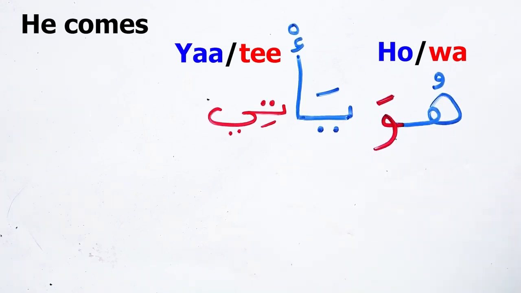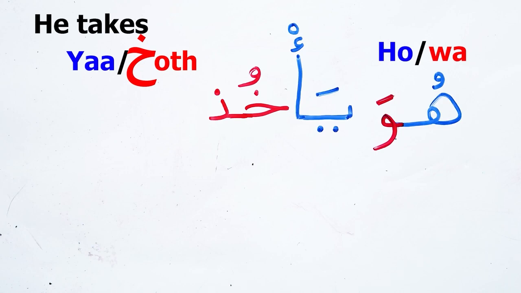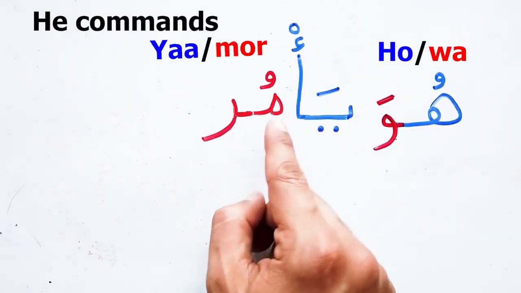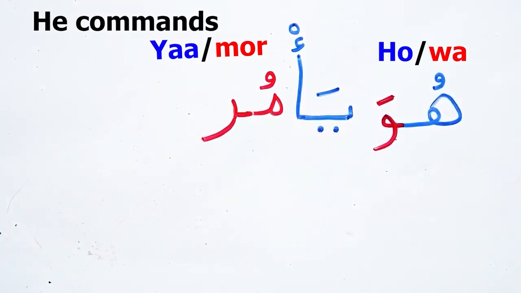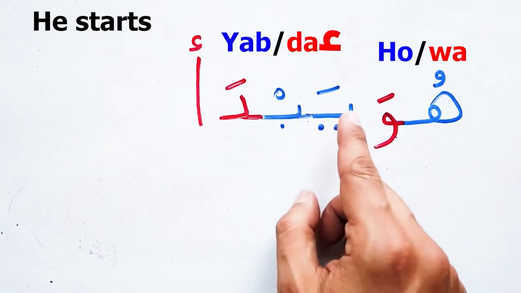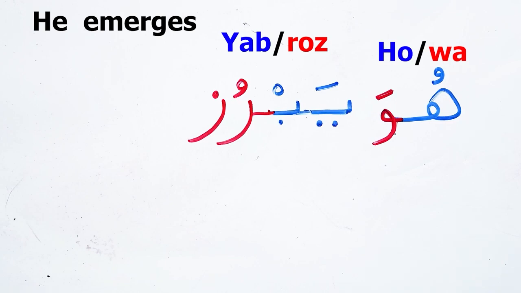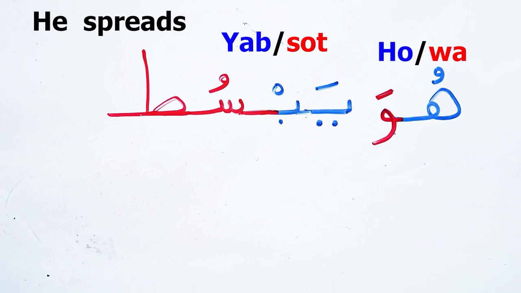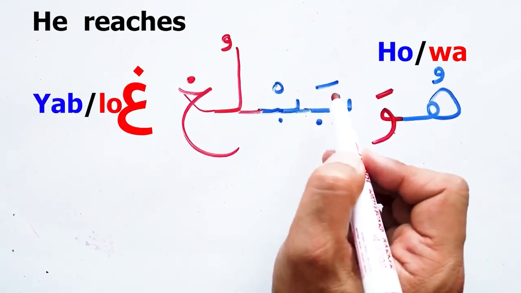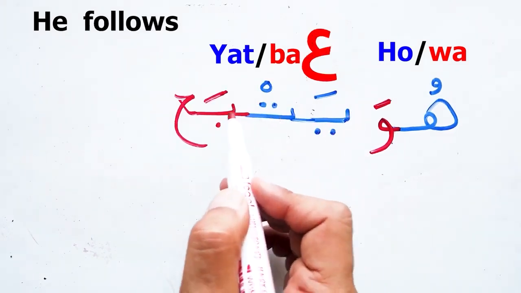Now let's review. يأتي، هو يأخذ، هو يأكل، هو يأمر، هو يبحث، هو يبدأ، هو يبرز، هو يبسط، هو يبعث، هو يبلغ، هو يبني، هو يتبع.